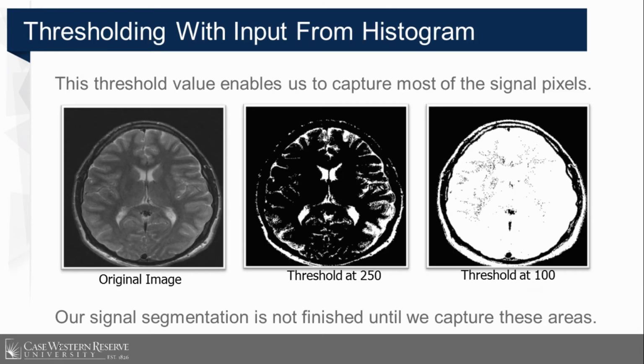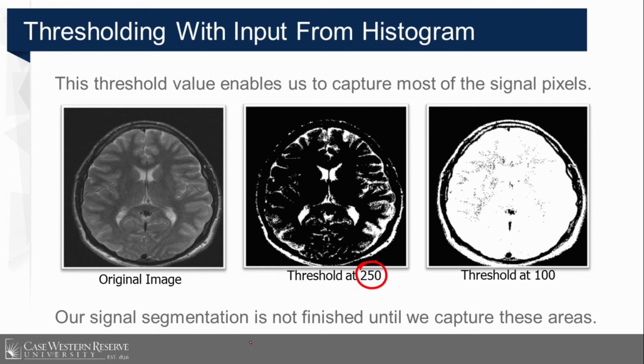If I use this threshold value, we see that I'm actually getting a lot more of my image pixels than I did when I just arbitrarily chose this threshold to be 250. So looking at this histogram has given me a lot of information about which pixels might actually be interesting and which pixels I can just really throw away.